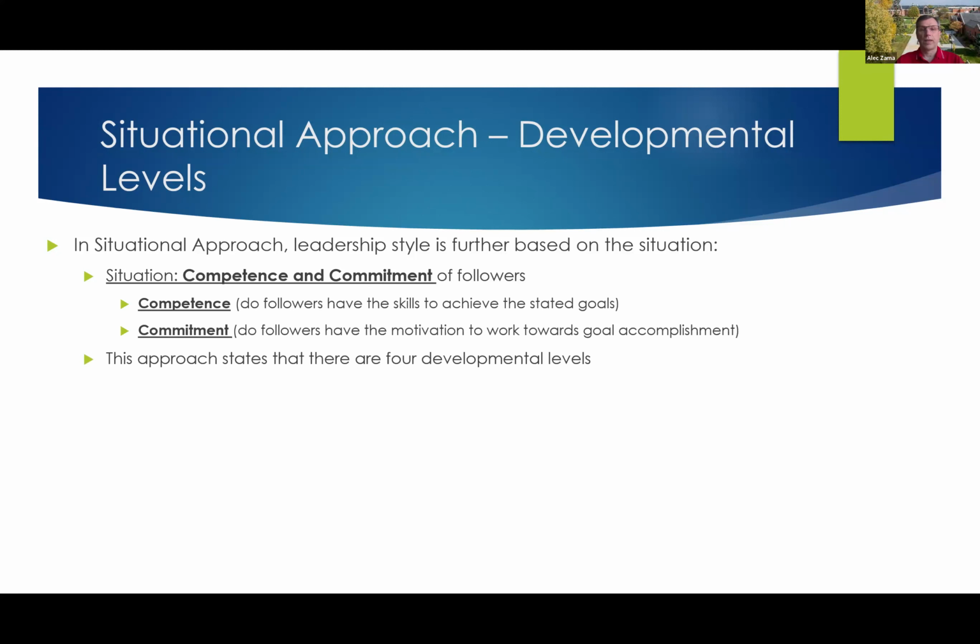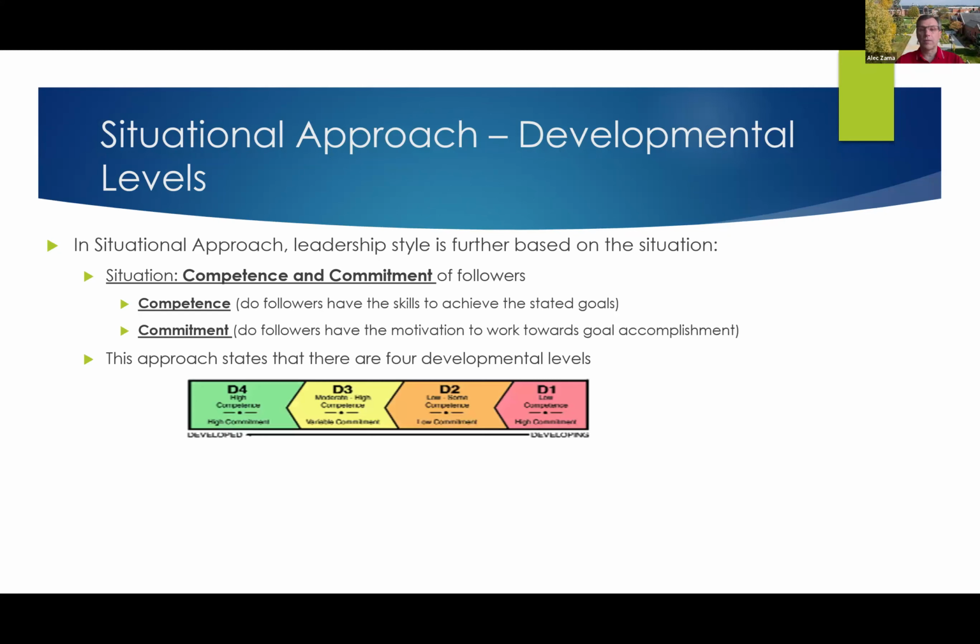So this approach states that there are 4 developmental levels of followers, and you can see them right here from D1 to D4. In D1, a follower has low competence but high commitment, and D2 followers have low to some competence, but low commitment. In D3, followers have moderate to high competence and moderate commitment. And in D4, followers have high competence and high commitment.